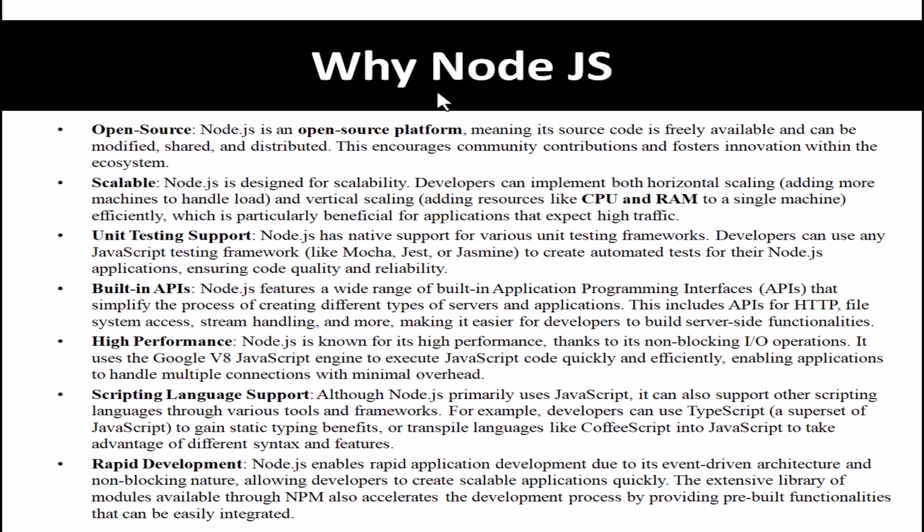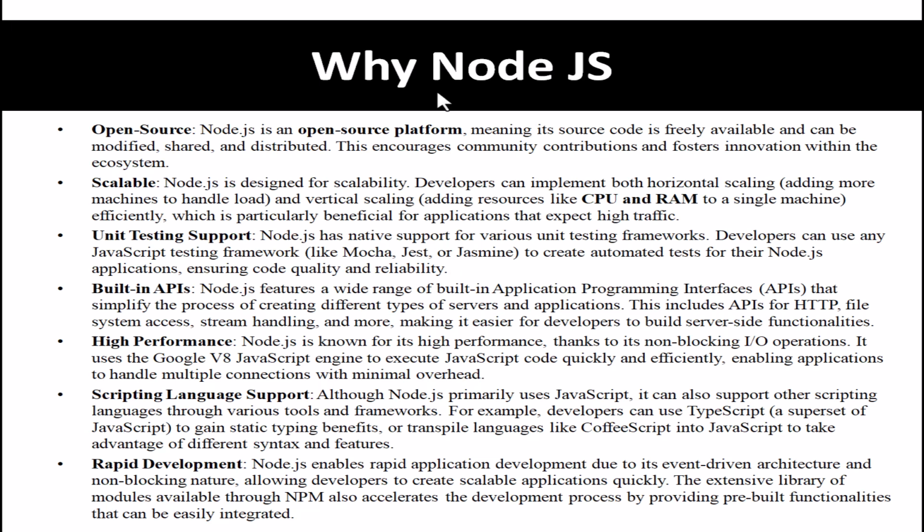Rapid development. Node.js enables rapid application development due to its event-driven architecture and non-blocking nature. It allows developers to create scalable applications quickly. The extensive library of modules available through NPM also accelerates the development process by providing pre-built functionalities that can be easily integrated. It means you can easily integrate whatever packages are necessary for your project.